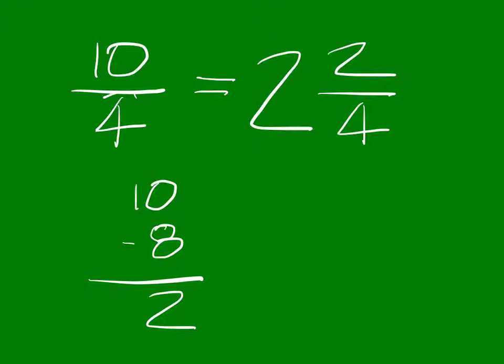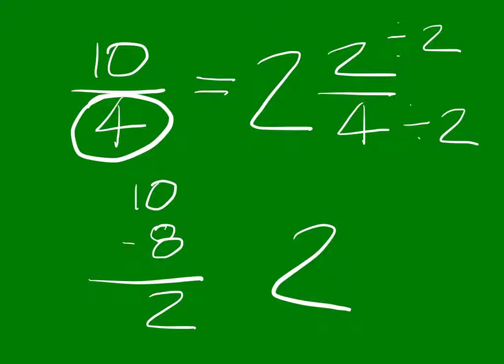2 over this 4. Can 2 over 4 be reduced? What number goes into both 2 and 4? 2. So 2 divided by 2 and 4 divided by 2 leaves me with what? 2 and a half.